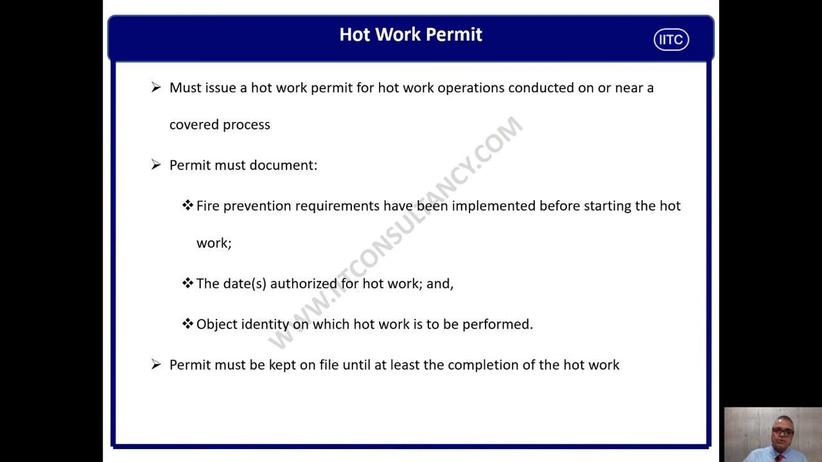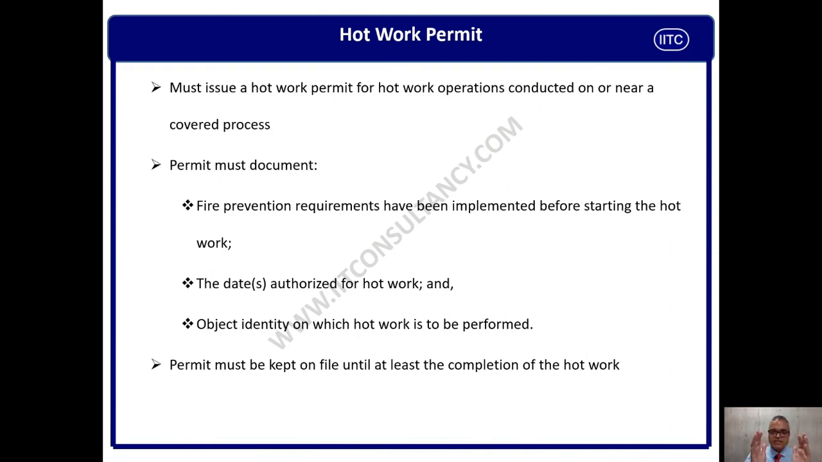So we must issue the hot work permit for hot work operation conducted on or nearby a covered area. The permit must document that fire prevention requirements have been implemented before starting the hot work. The date of authorization must be there. The object on which hot work is performed must be identified. The permit must be kept on file until at least the completion of the hot work.